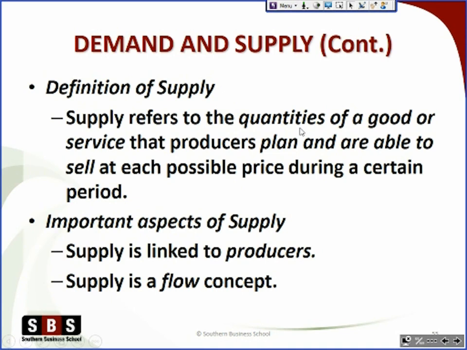So you've got to know what is the definition of supply. You always get that. You get it in a multiple choice question or a true and false question, or you have to define it. And as we said earlier, supply is linked to producers and supply is a flow concept. But focus more on the definition for exam purposes.